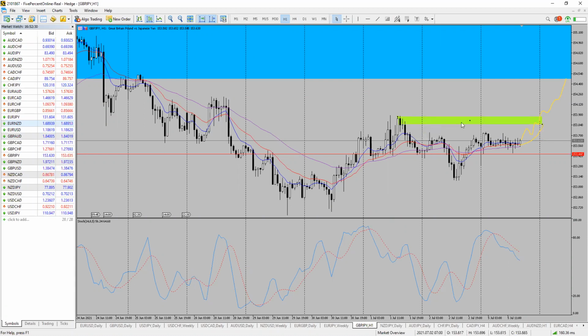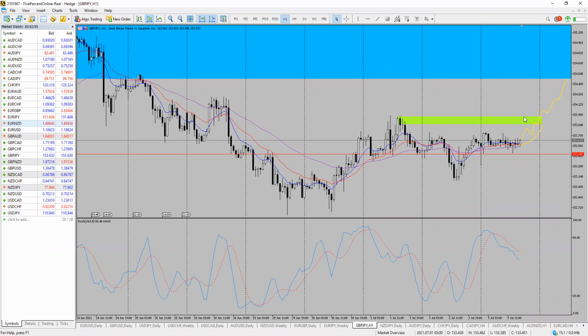It's not even like a major supply zone from which a big move initiated, but still just pay attention to it. Just don't enter right below it and then get caught in panic or whatever. So just pay attention to it.